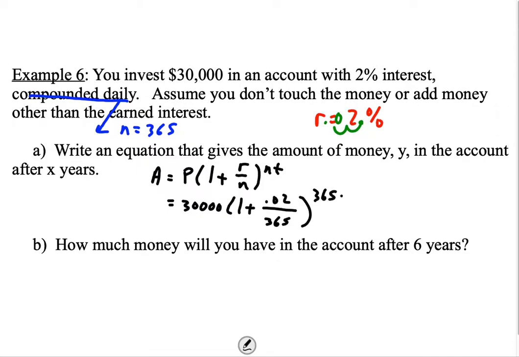And we're not going to put a T value in there yet, because for this one it just says write the equation. So I'm just going to say T. I know it says y and x, but this is fine. This is the equation we're supposed to be using, so let's use it. Now let's come down here and say how much money will you have in the account after 6 years? 6 is going to go in for T.